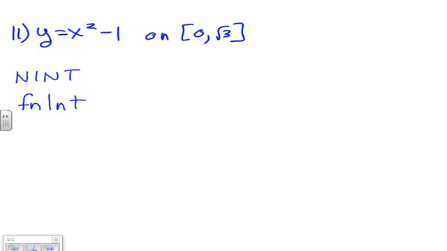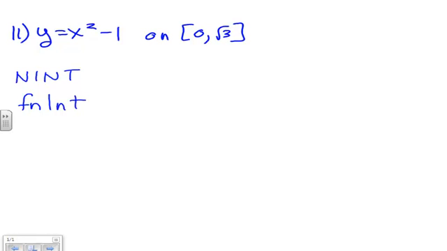Okay, the n in nint, the first n in nint, stands for numeric. The int stands for integral. It's basically saying, using a procedure that breaks up the area into a bunch of small rectangles or other shapes, find out numerically the area under the curve.